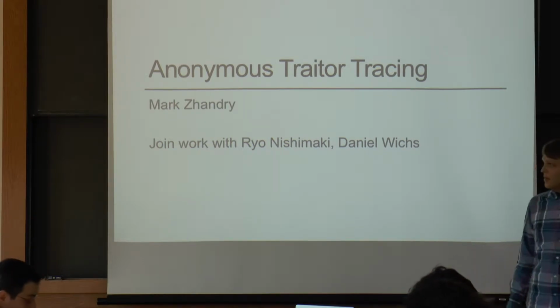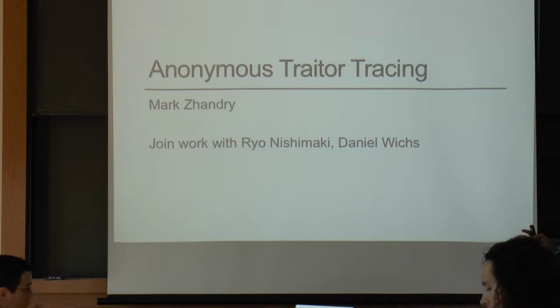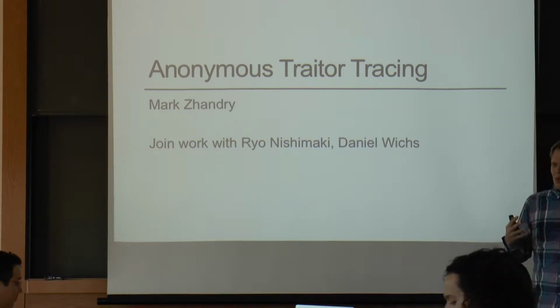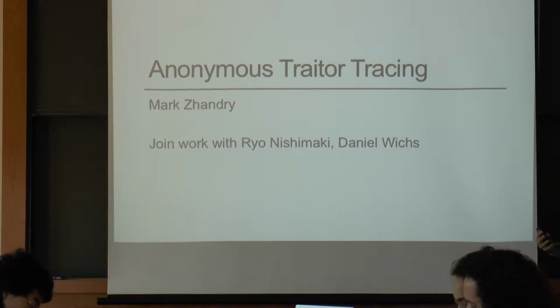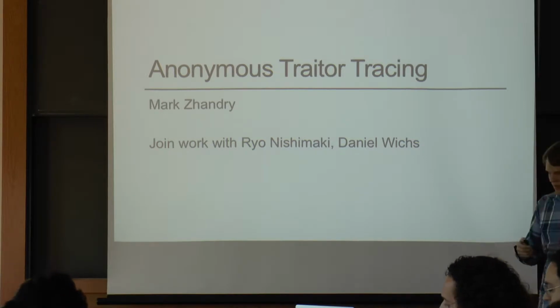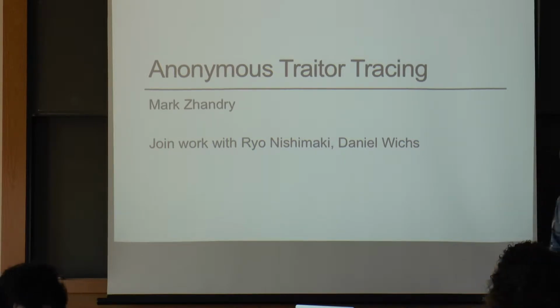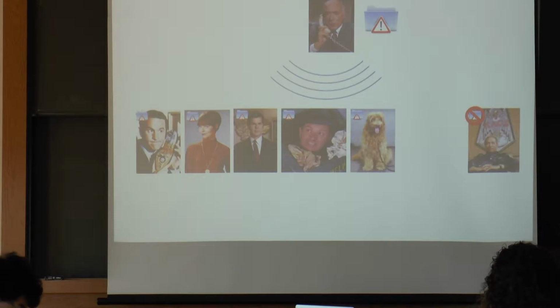All right, so I'm going to try to keep this talk. Well, in crypto, we like to think of ourselves more as complexity theorists, but this is actually going to be much more of an algorithms type of talk. And please don't hesitate to stop me if you have any questions. Okay, so what is traitor tracing?